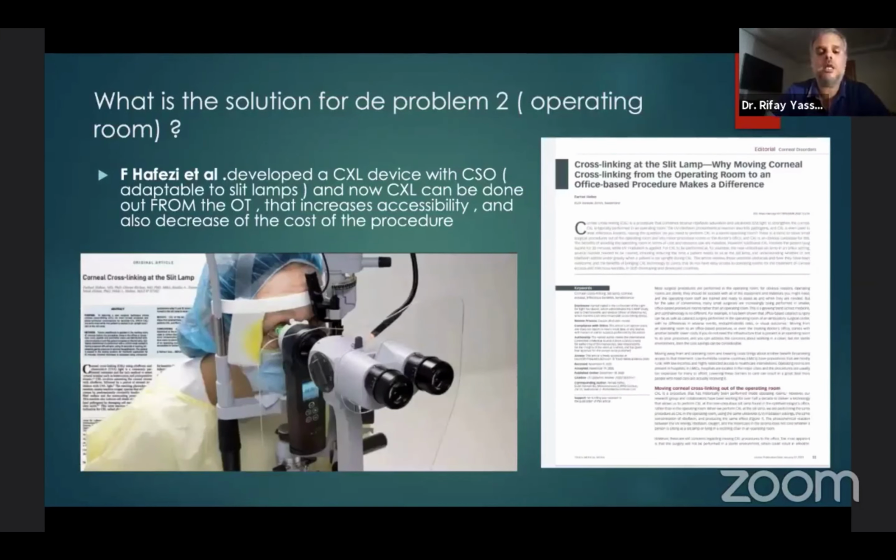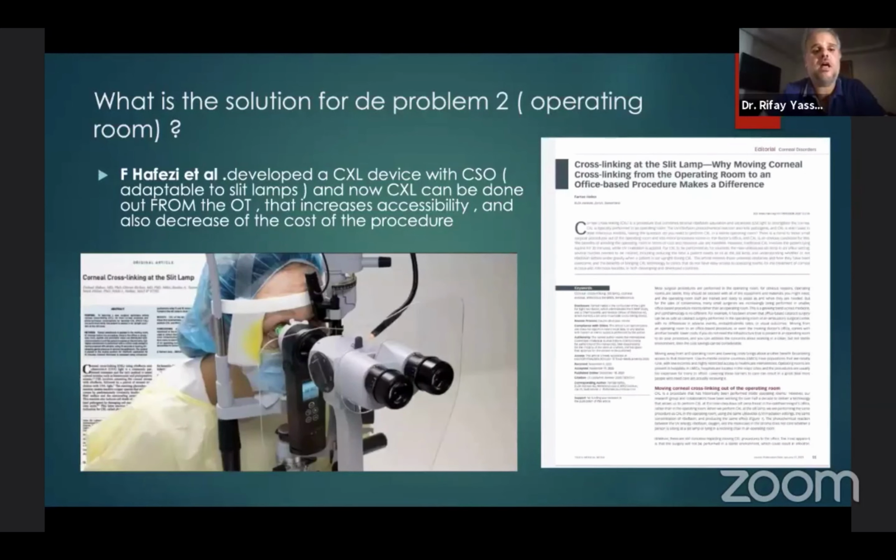We know that keratoconus is not a rare disease. I see 10, 15 cases per day. So it is not rare, and I know that in all of the world there are some problems of transportation and costs.